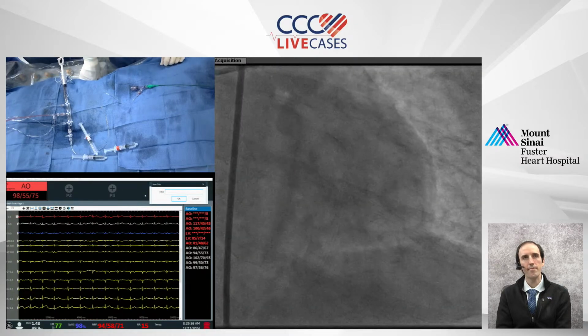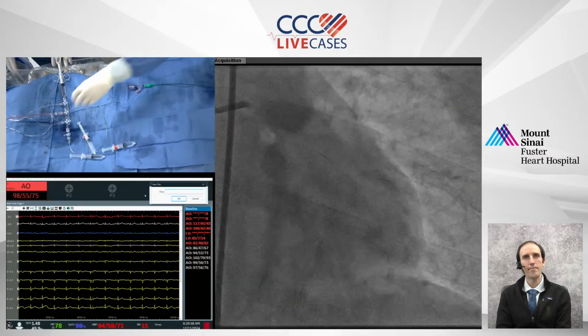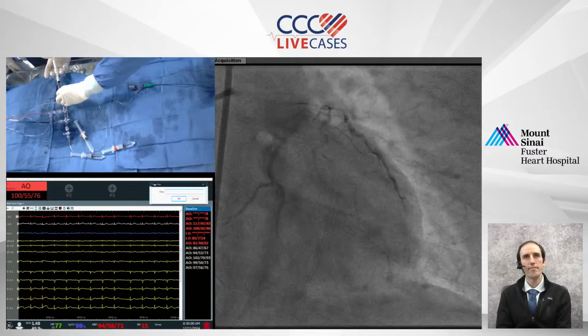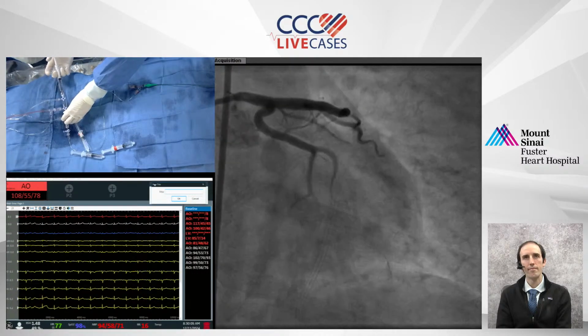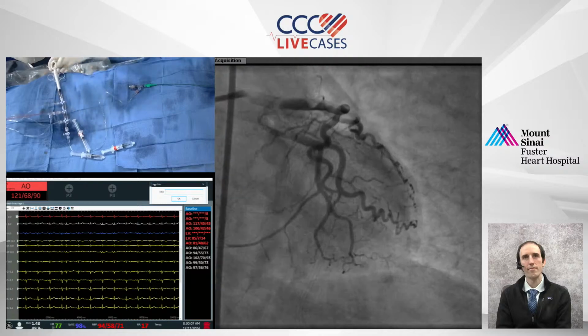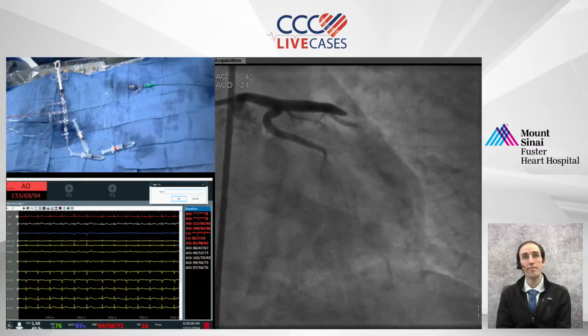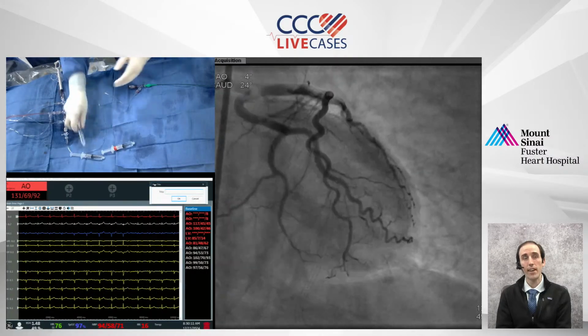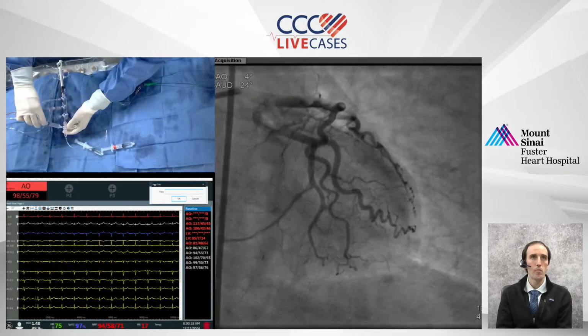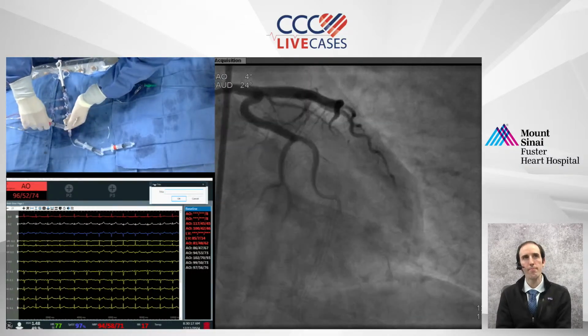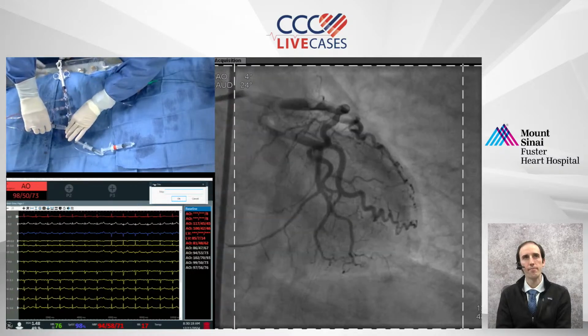Now, what I'll also do is I'll take another view after the 100. She's very stable right now. I have time just to make sure I'm not missing anything in the circ or other vessels. So that's after 100. Pretty normal study. And now what I'll do, even though I don't see anything, I will reverse. So I'll give up to 100, 200 of nitro.